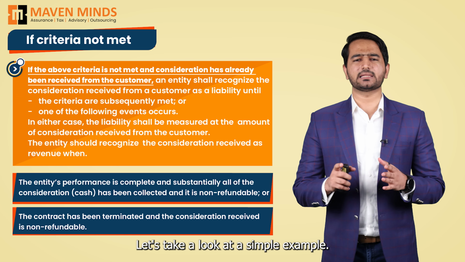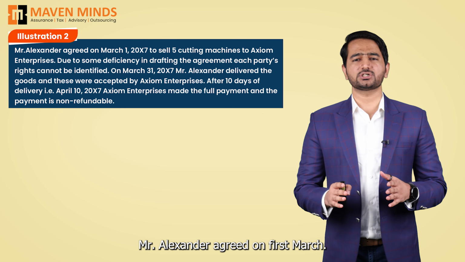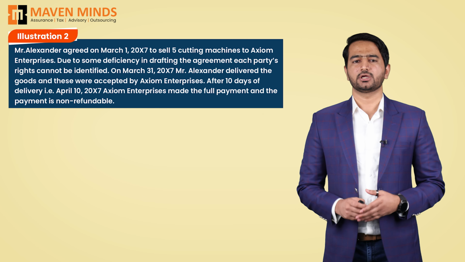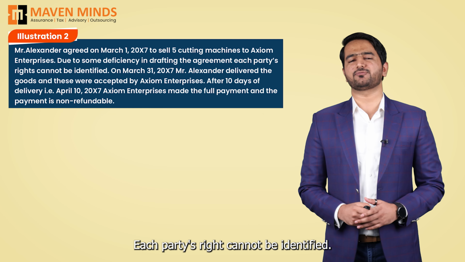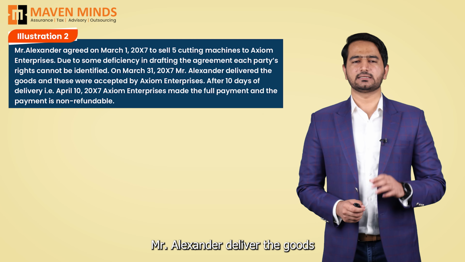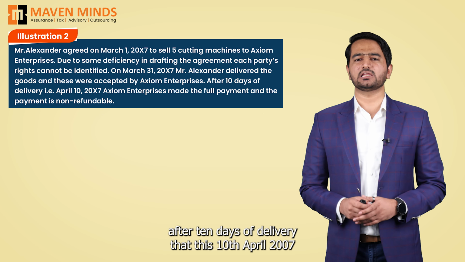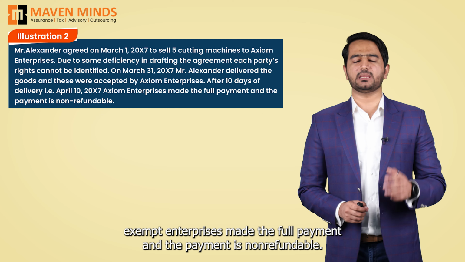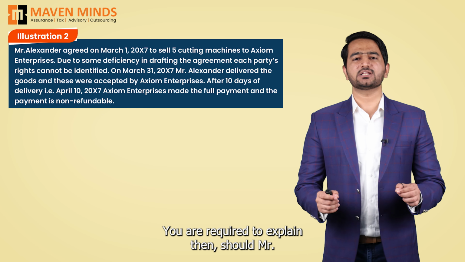Let's take a look at a simple example to understand this. Mr. Alexander agreed on 1st March 2007 to sell 5 cutting machines to Exim Enterprises. Due to some deficiency in drafting the agreement, each party's rights cannot be identified. On 31st March 2007, Mr. Alexander delivered the goods and these are accepted by Exim Enterprises. After 10 days of delivery, that is 10th April 2007, Exim Enterprises made the full payment and the payment is non-refundable. You are required to explain when should Mr. Alexander record the revenue.